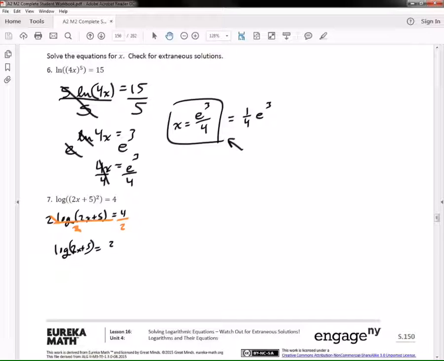Alright people, how do I get rid of this log? What base does this log have? Base 10, so we raise it to the base 10. That means this log is now an exponent and this 2 is now an exponent. So let's see what we get. Peace out. Then we have 2x plus 5. On the other side we have 100.